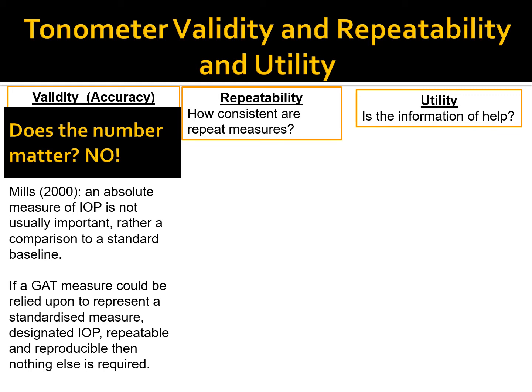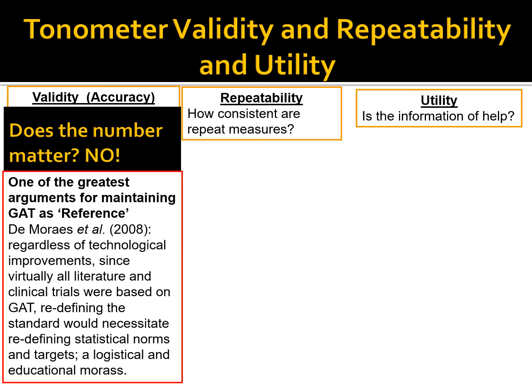Now, does the number matter? No, it absolutely does not. Mills says an absolute measure of IOP is not usually important, rather a comparison to a standard baseline. And this was a concept even introduced by Maklikov in 1885. If a gap measure could be relied upon to represent a standardized measure that we designate IOP, it doesn't matter if it's 2 or 3 mils below or above, so long as it's repeatable and reproducible, then nothing else actually is required.